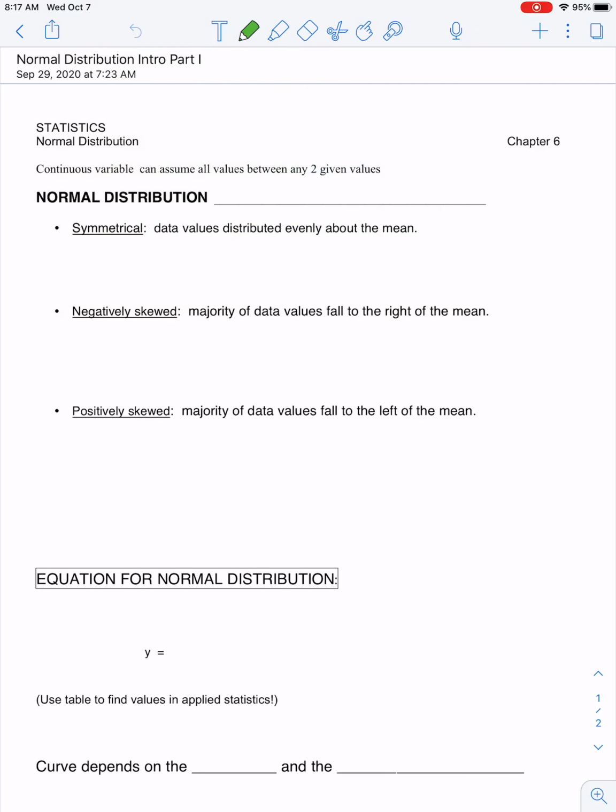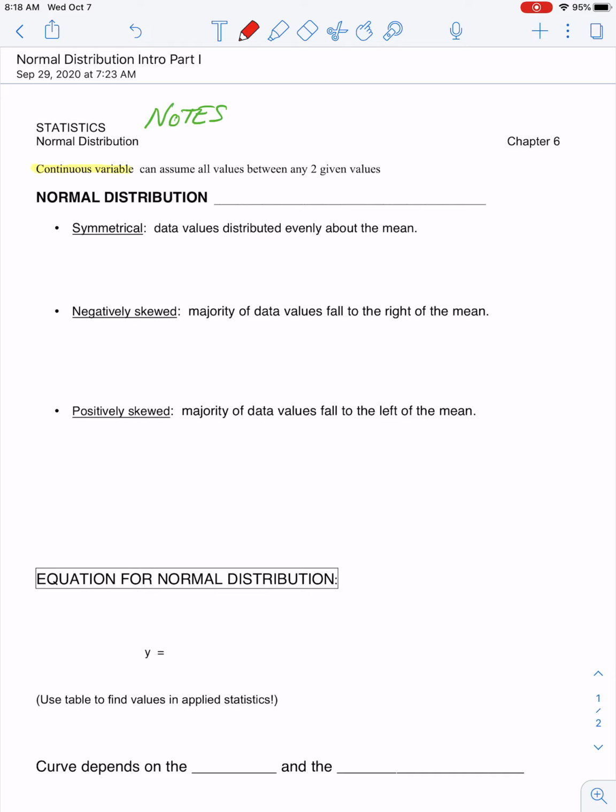Hi there. In this video, I want to go over some notes with you in regards to introduction to the normal distribution. Okay, so normal distribution, we can assume all values between any two given values, like on a number line, because we're calling it a continuous variable. And we've talked about that somewhat in the past.